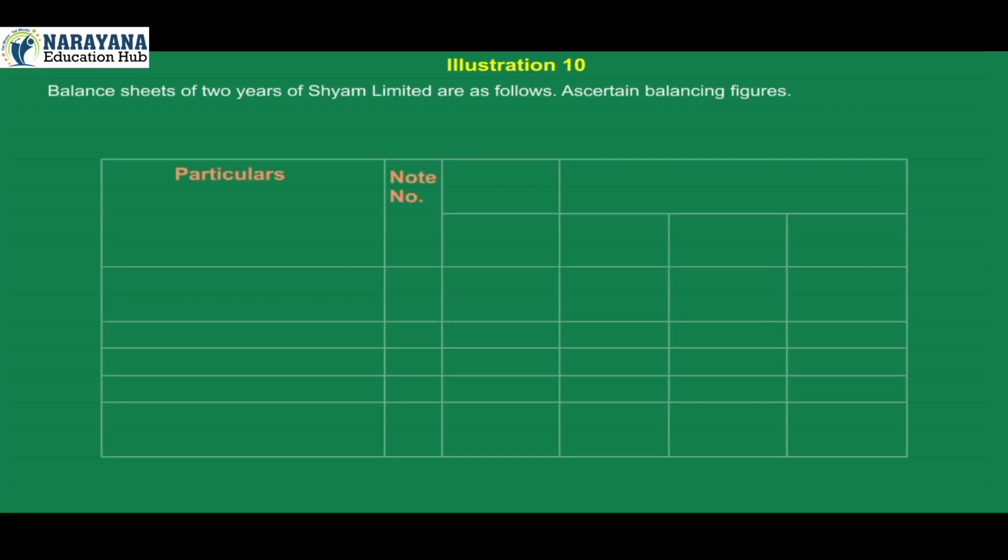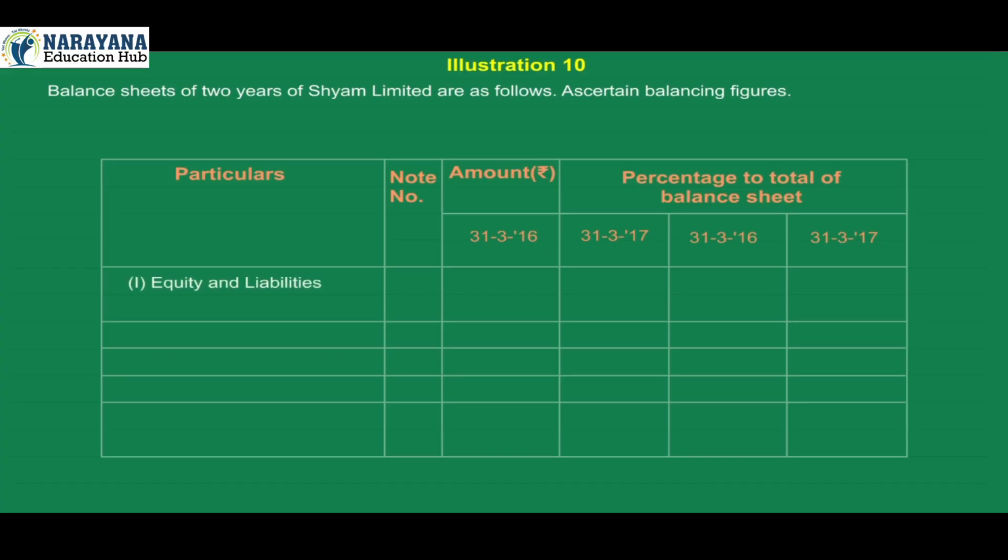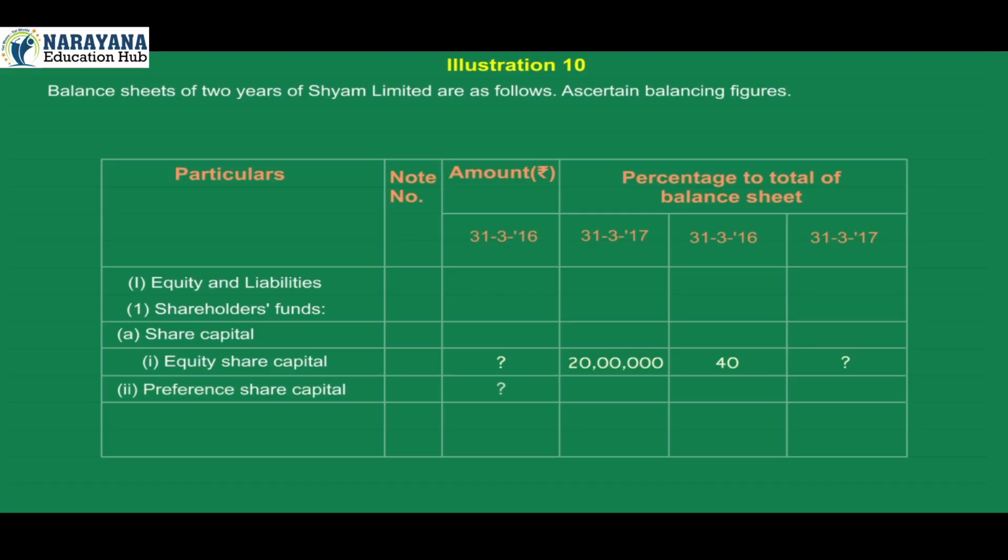Illustration 10. Balance sheets of 2 years of Shyam Limited are as follows. Ascertain the balancing figures. Particulars, note number, amount, 31st March 2016, 31st March 2017. Percentage to total of balance sheet, 31st March 2016, 31st March 2017. Number 1. Equity and liabilities. 1. Shareholders funds. A. Share capital. 1. Equity share capital, question mark, 20 lakh, 40%, question mark. 2. Preference share capital, question mark, 10 lakh, 20%, question mark.